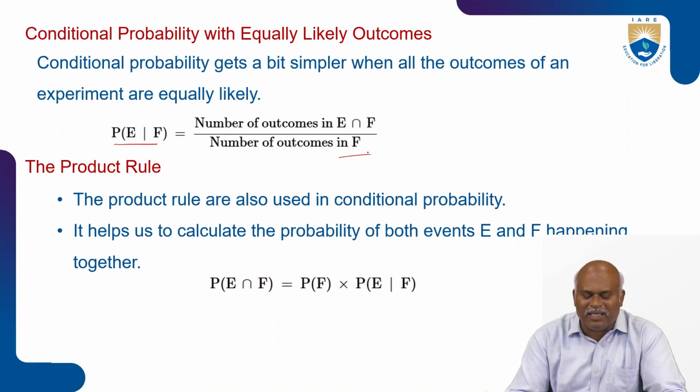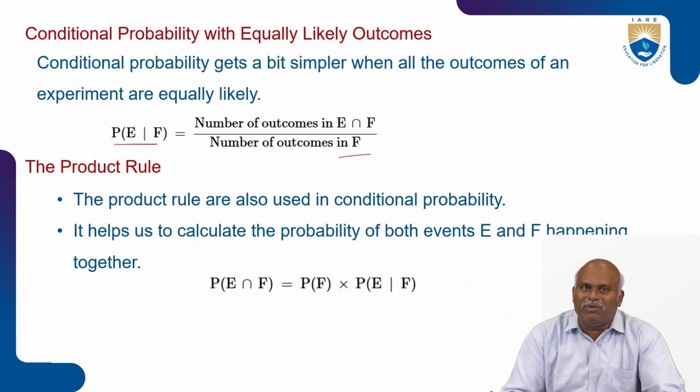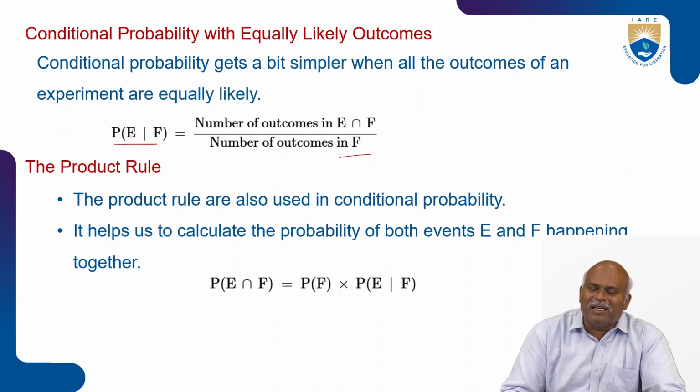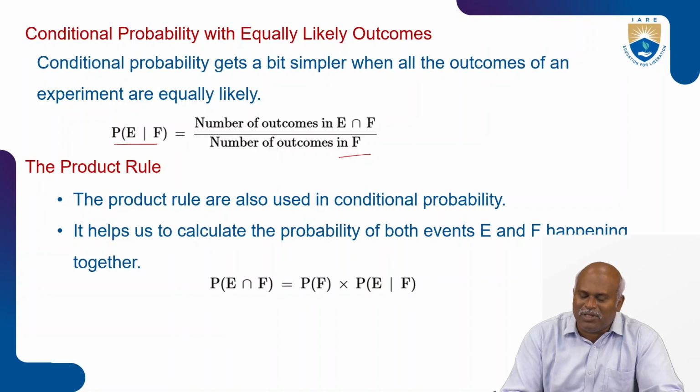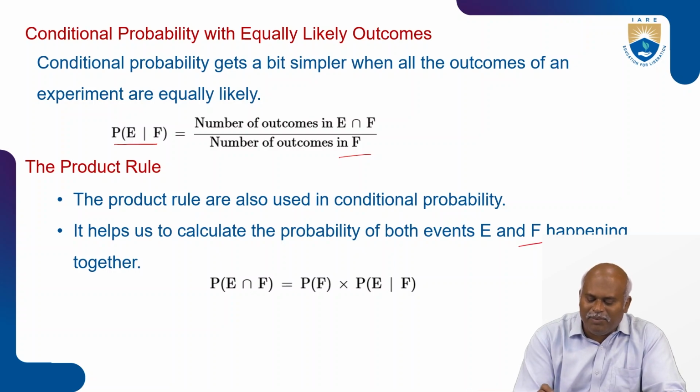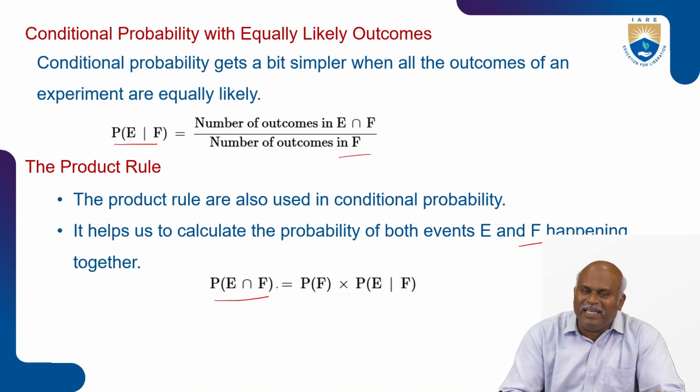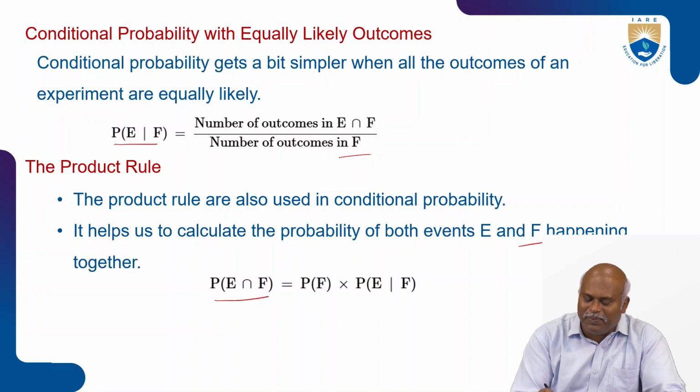That is how the rule works. That rule is called the product rule. The product rule is represented by conditional probability. It helps to calculate the probability of both events happening. We write it as P of E and F is equal to P of F into P of E given F.